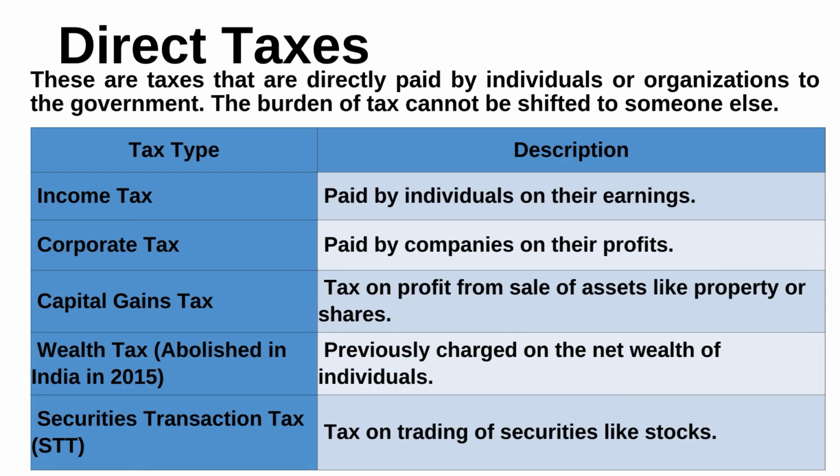As far as direct tax is concerned, what do we mean by direct tax? These are the taxes that are directly paid by the individual. The burden of the tax is directly borne by the individual or organization to the government. The burden of tax cannot be shifted to someone else. What are the various types covered under direct taxes? One of them is income tax. Then we have corporate tax, capital gains tax, wealth tax, and securities transaction tax. All these taxes are covered under the category of direct tax.